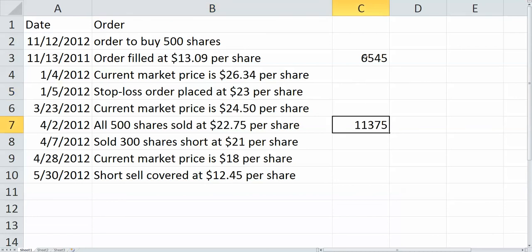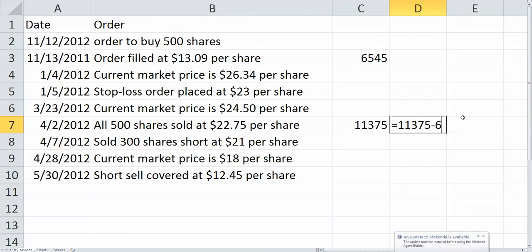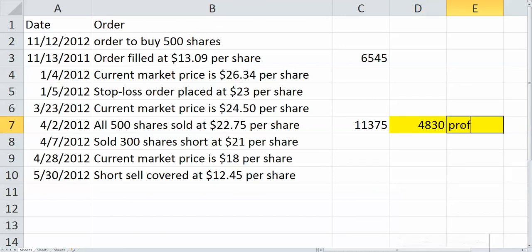So I actually managed to generate a nice profit. I sold my shares for a total of $11,375. It only cost me $6,545 to purchase them. So I have a profit of the difference between $11,375 minus the $6,545. So this is my profit, and I'm going to just highlight that number and label it as a profit.